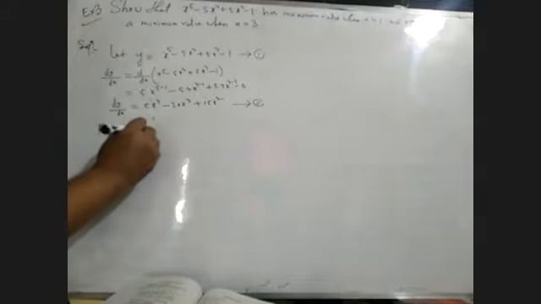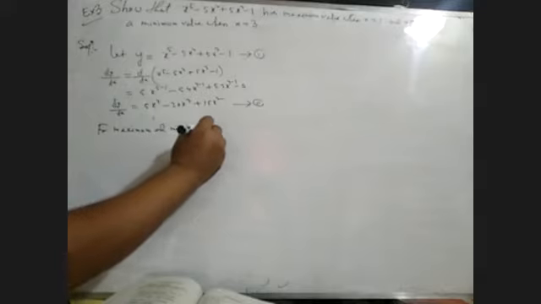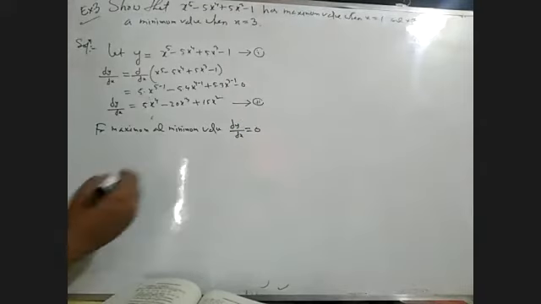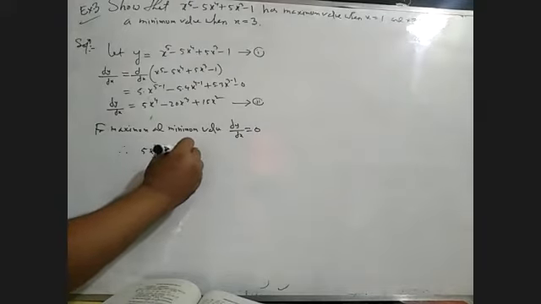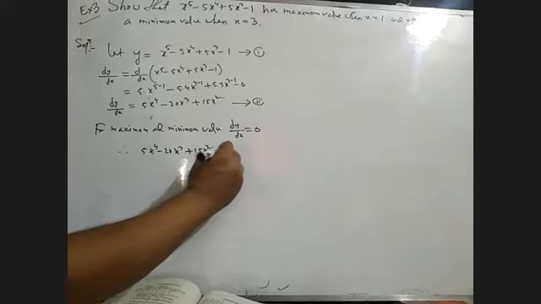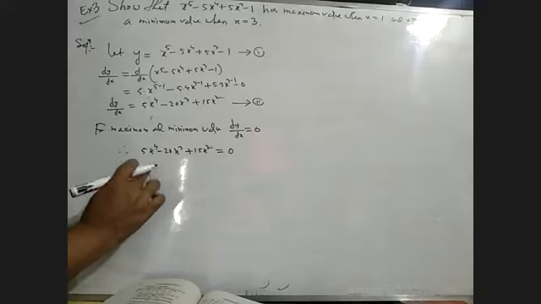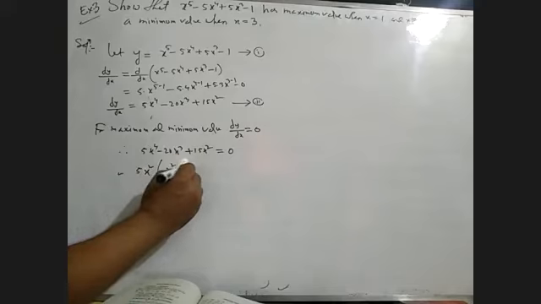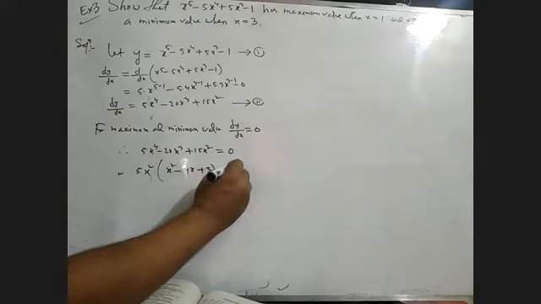For maximum and minimum value, dy by dx will be 0. Therefore, ... plus 15x square equals 0. Now taking 5x square common, we get x square minus 4x plus 3 equals 0.